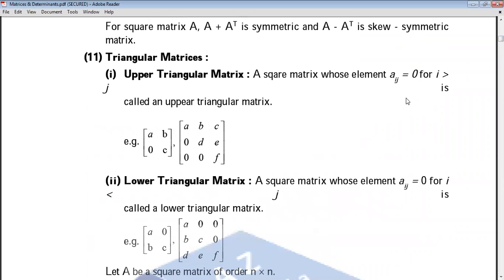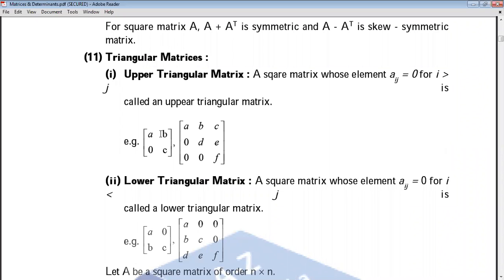The example of an upper triangular matrix given at point number 11, are you seeing it or not? Yes, sir. Have you seen the examples? Okay. See, suppose a matrix: the first example we have taken. Suppose a matrix capital A, which is equal to what will it be?